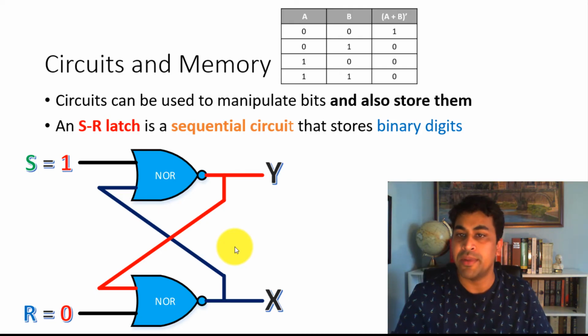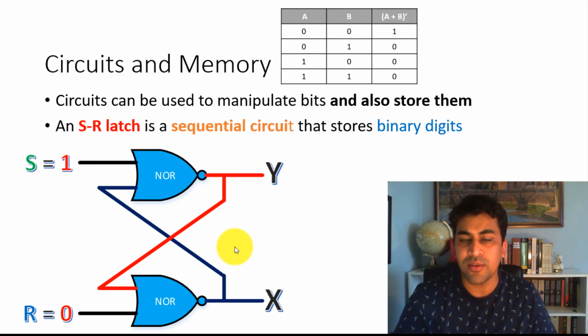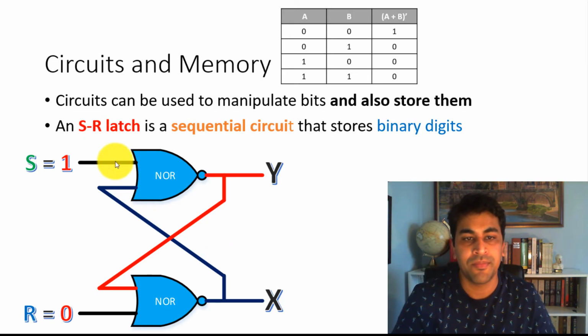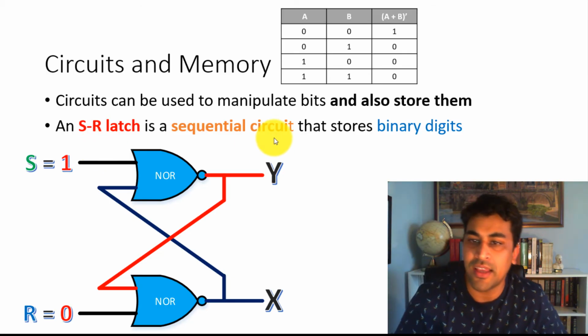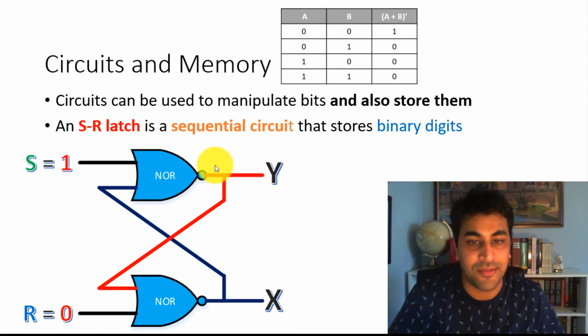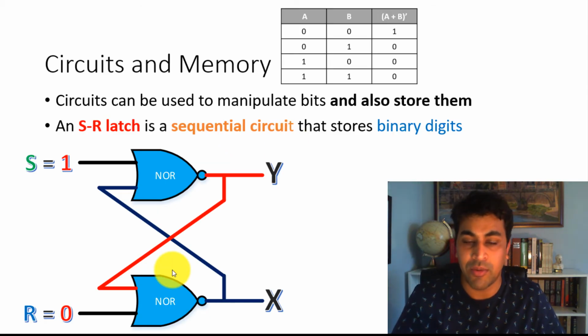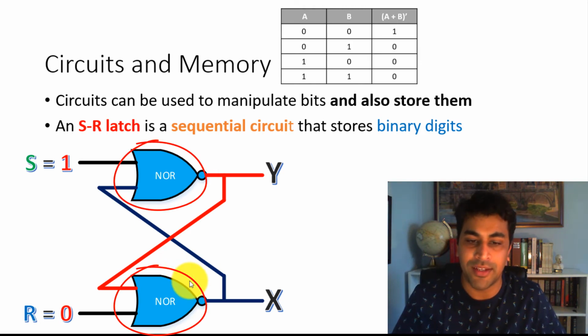Circuits can be used to manipulate bits, and also they could be used to store bits. An SR latch is an example of a sequential circuit that can be used to store binary digits. The SR latch that we will be considering in this lesson uses a NOR gate to store a binary digit.